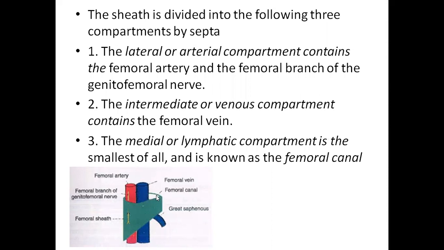And this area is called the femoral canal. Femoral canal. So this area is usually empty, but there are some lymph nodes. We will talk about that. So basically, there are three compartments: the lateral compartment, arterial; the intermediate compartment, that is vein, containing femoral vein; and the most medial compartment is almost empty. But there are some lymph nodes, and that's called femoral canal.